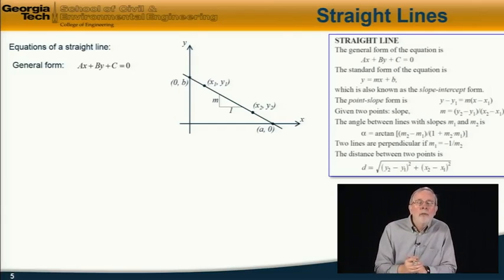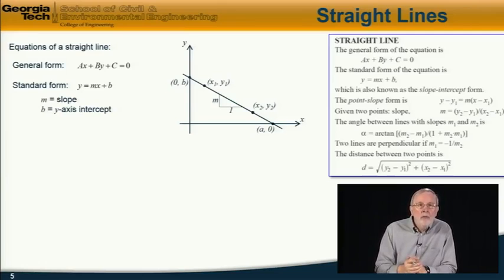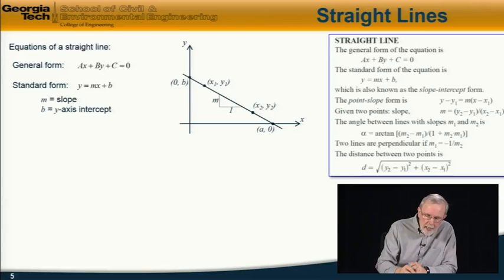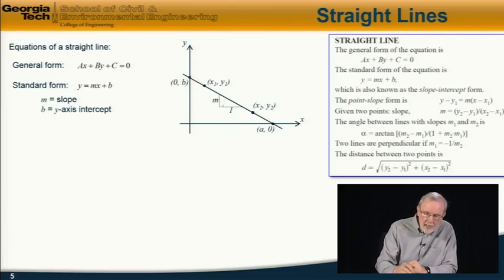First of all, the general form of the equation of a straight line is ax plus by plus c equals 0, where a, b, and c are constant coefficients. The next form, which is commonly used, is called the standard form, y is equal to mx plus b, where in this equation m is the slope of the line, in other words the rise in a horizontal distance of 1, and b is the y-intercept, the point where the straight line crosses the y-axis. So in this case, of course, m is negative. The slope of the line is negative for this example.